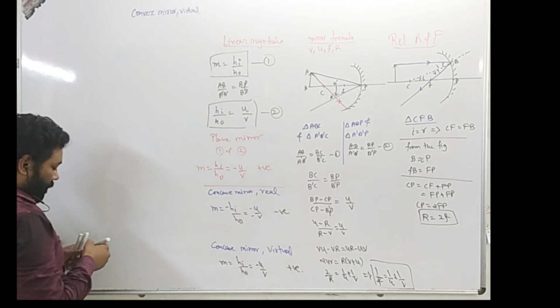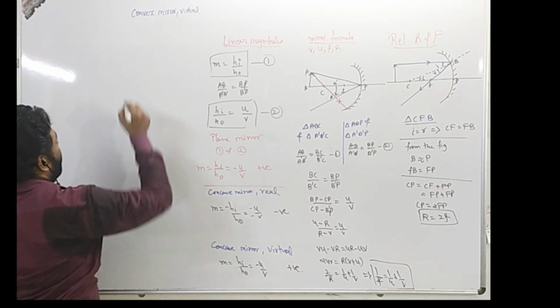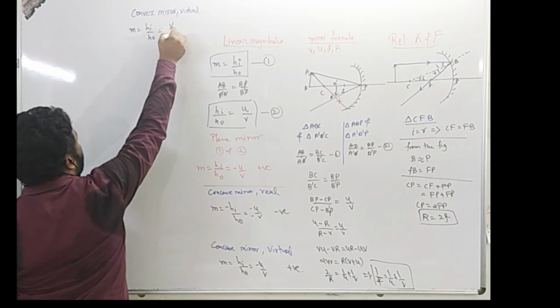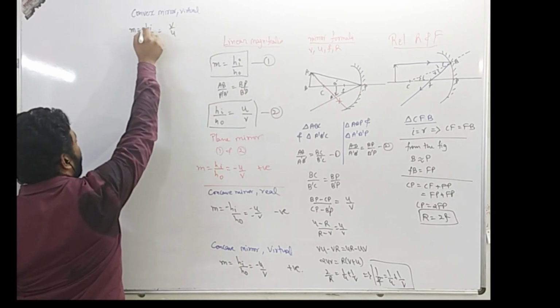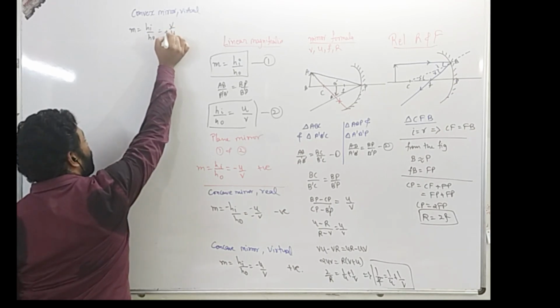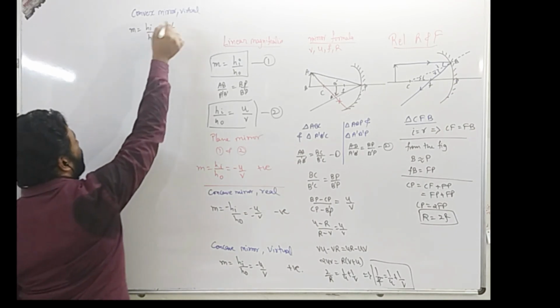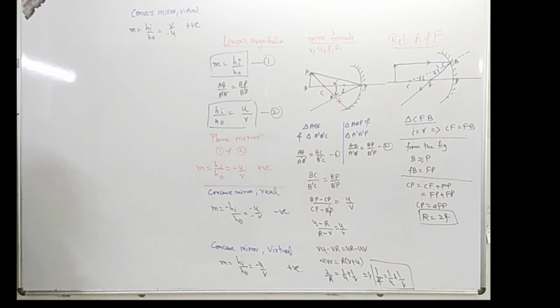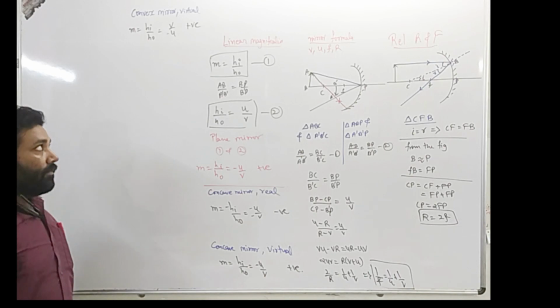So in case of the virtual image, if we try to apply hi by h naught and v by u, hi will be positive and h naught will also be positive. Image distance v will be positive but u will be negative. So once again, the magnification is positive. So that is about the linear magnification.